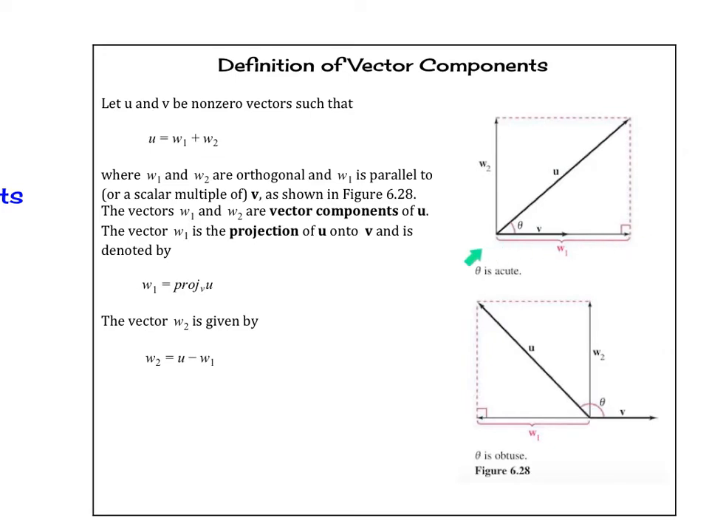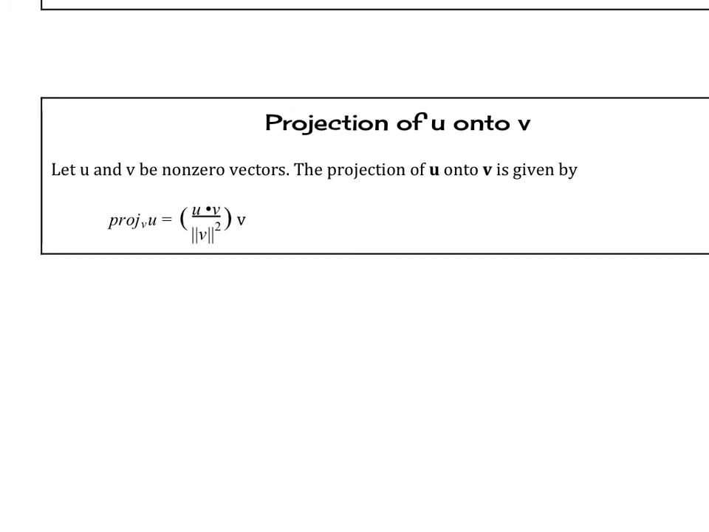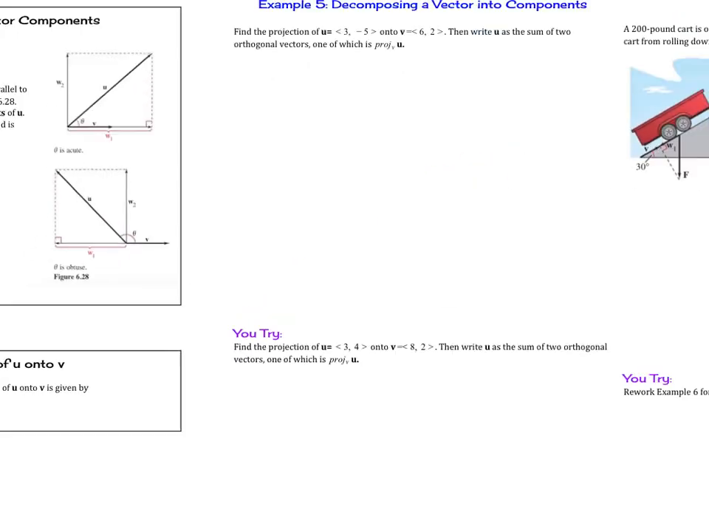Vector w1 is a projection of u onto v, and is denoted by w1 equals the projection of u onto v. The vector w2 is given by w2 equals u minus w1. So the projection of u onto v, this is the formula that we're going to use. Let u and v be non-zero vectors. The projection of u onto v is given by (u dot v over the magnitude of v squared) times v. And so we'll use that to try some examples here.